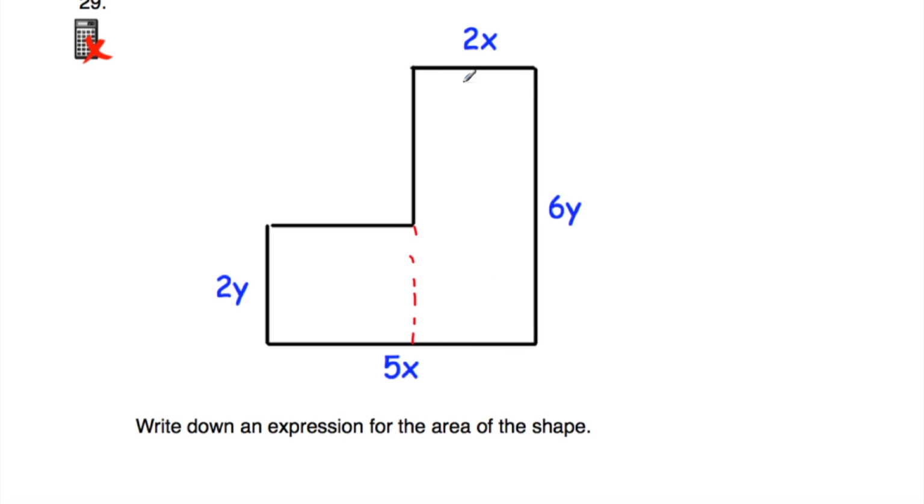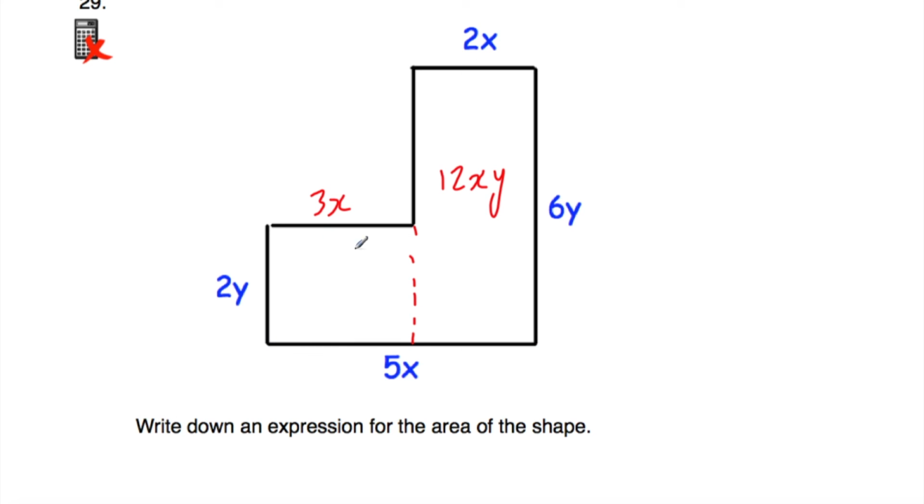So let's start off with this rectangle here. We've got 2x and 6y. So 2 times 6 is equal to 12, and then we've got x times y, that's 12xy. So the area of that rectangle is 12xy. Now let's deal with this rectangle over here. We've got 2y, but we don't actually have this measurement here, so let's find this length. The whole width of the shape is 5x, and this part is 2x. So that means that this part here would be 3x, because 2x plus 3x is 5x.